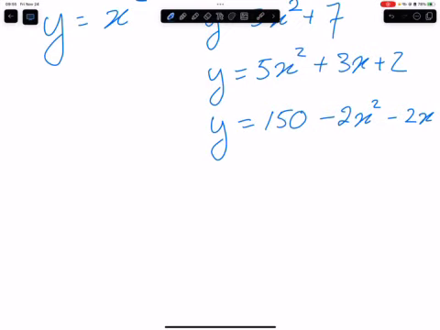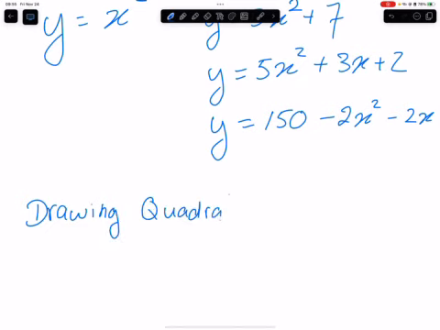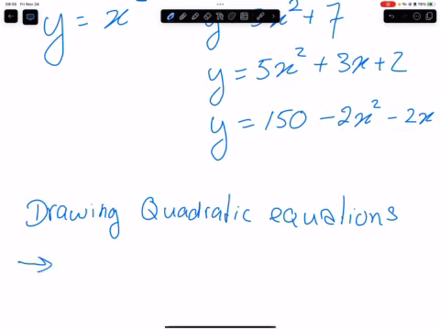So, what's the next thing we should know? We should know how to draw a quadratic equation. Before you draw, there's always something you need first before drawing. And that is called a table.